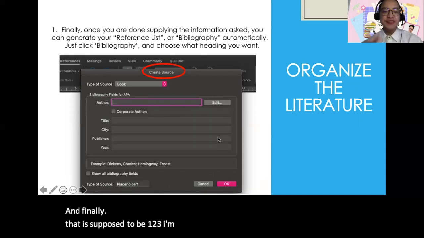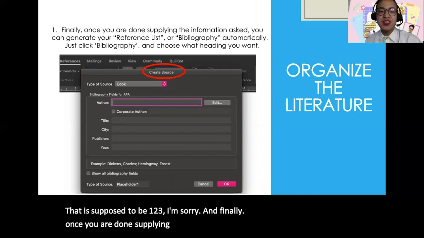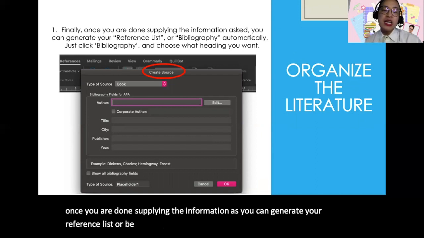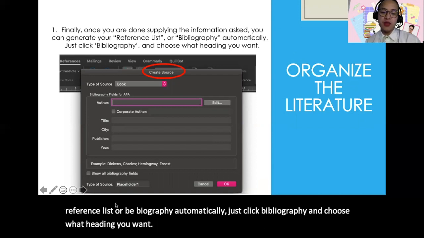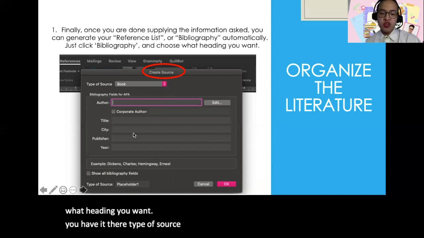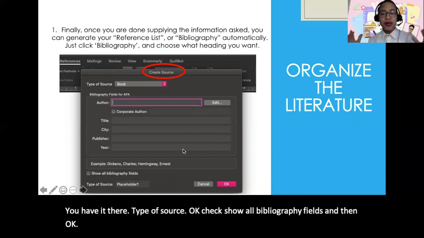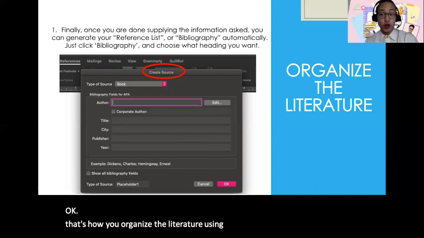And finally, once you're done supplying the information asked, you can generate your reference list or bibliography automatically. Just click bibliography and choose what heading you want. You have it there. Type of source. Check show all bibliography fields, and then OK. That's how you organize the literature using Microsoft Word.